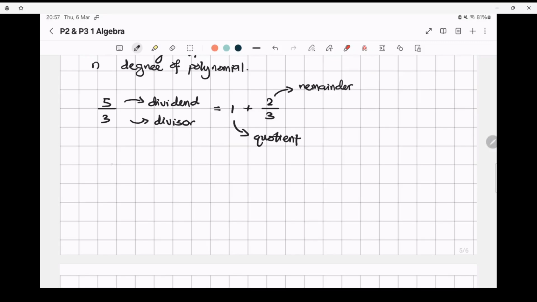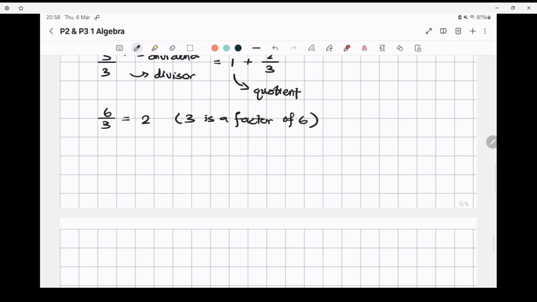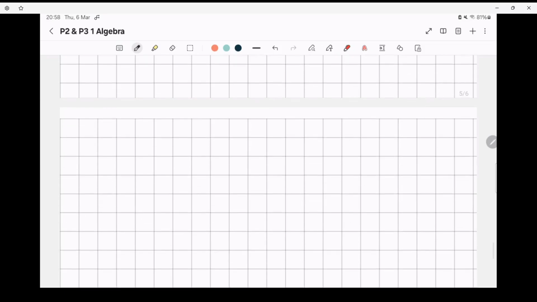By the way, if you have 6 over 3, you get 2. So we call 3 a factor of 6. So when there is no remainder, then your divisor is also a factor. In this case, we just borrow all the terminologies.